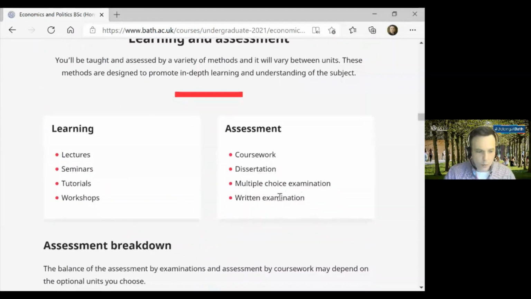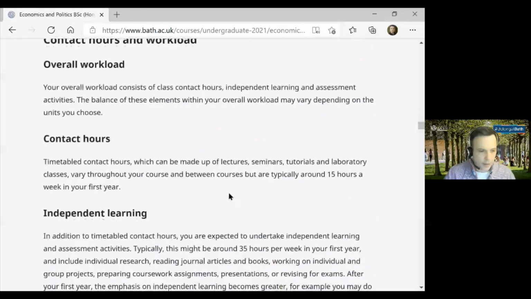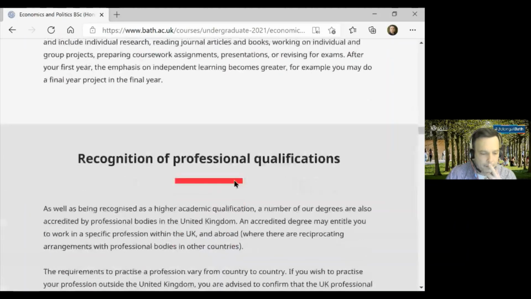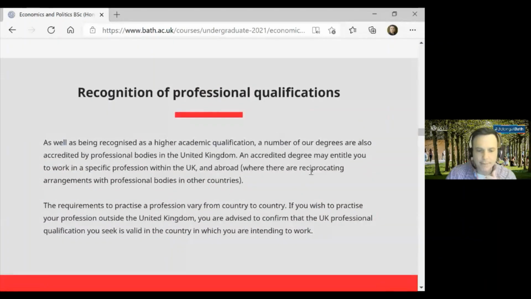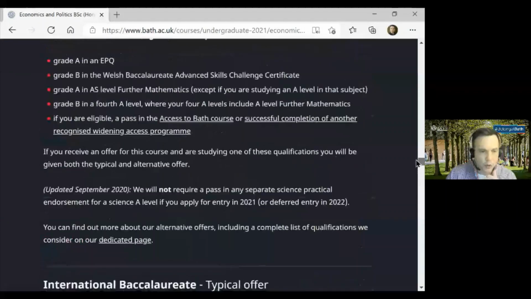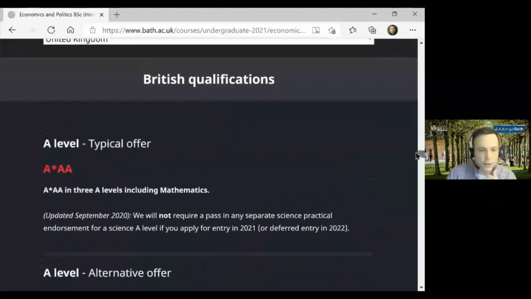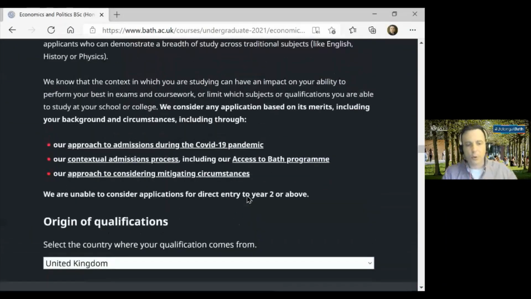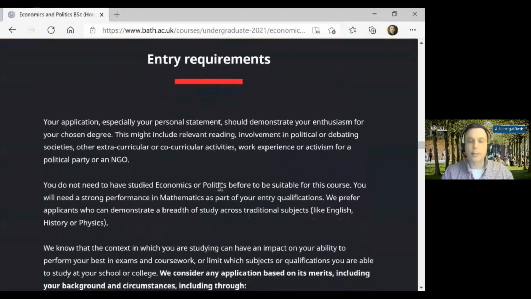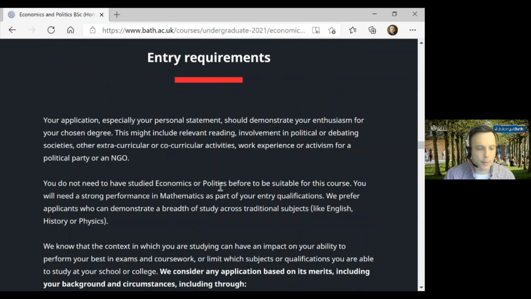Just trying to think, there's one more area that I would like you to also look at, and that is right at the end, where you might find some information on the requirements. Ours is down here. This isn't true of every university, they don't all lay things out exactly the same, but most are going to have the entry requirements written down somewhere.